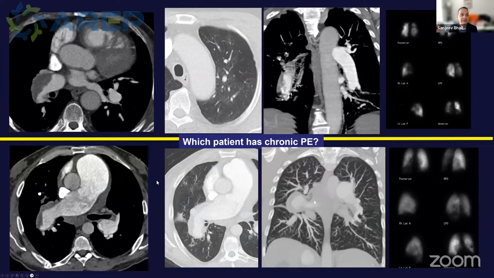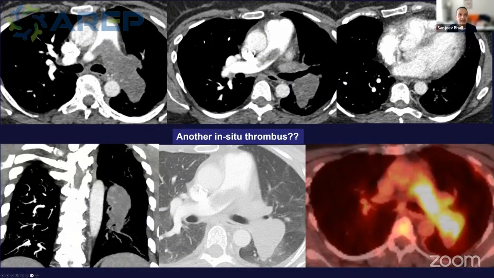Now, what about this patient? This is another patient who has a filling defect. And we look obviously very closely and we see that there's this expansion. And boy, we're worried, could this be a large pulmonary embolism? But we see that it's very unilateral. The patient was relatively asymptomatic.